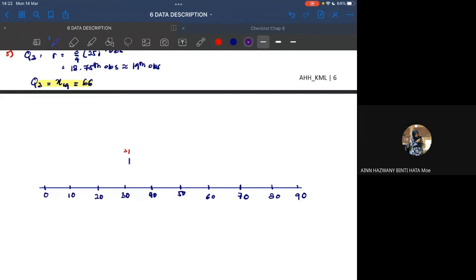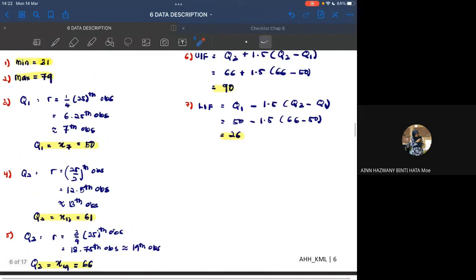Maximum is 79. Okay, so here is 79. Itu benda pertama yang kamu kena buat, minimum dengan maximum. Lagi sekali saya cakap, make sure betul-betul scale kat sini. 1, 2, 3, 4, 5, 6, 7, 8, 9, 10. Mesti kena betul-betul. Alright, so next is you have to plot your Q1, Q2, Q3.